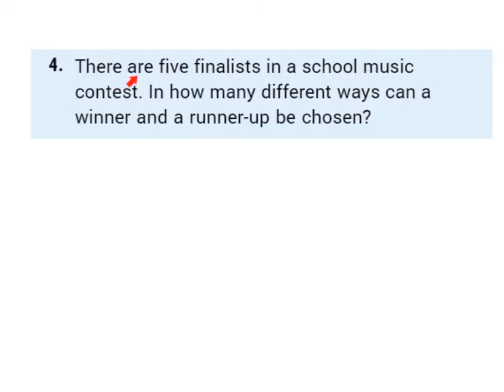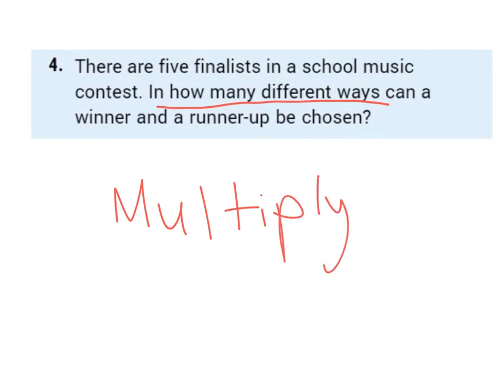Question 4. There are 5 finalists in a school music contest. In how many different ways can a winner and a runner-up be chosen? Okay, so something very important in this question. In how many different ways? When we hear the phrase how many, we want to think multiply. So this is one of our fundamental principles of counting, that when we're asked how many ways, how many different ways, or how many arrangements, we want to think multiply.